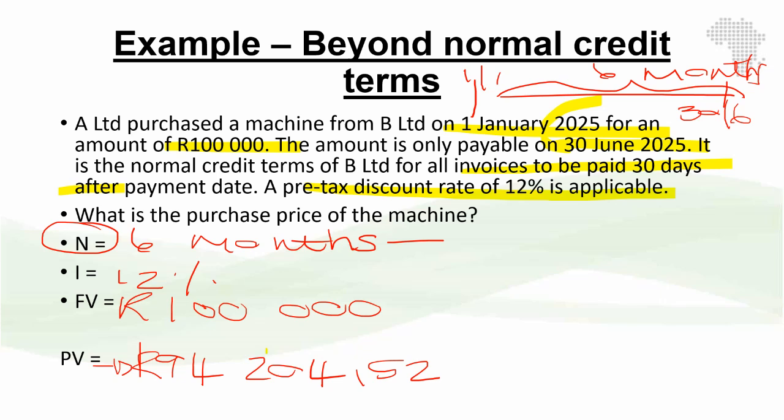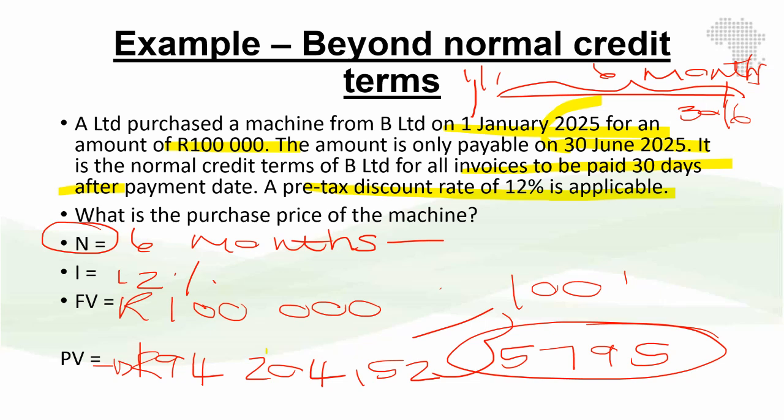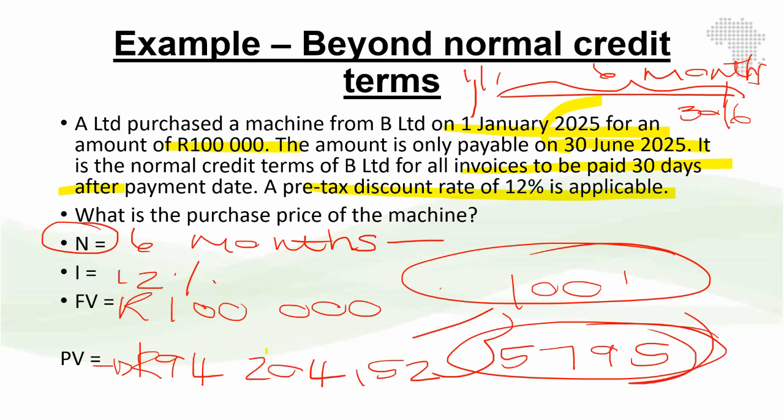So the cost price, or the purchase price, will be 94,205 rand. It won't be the 100,000. The difference between the 100,000 and the 94,205 is 5,795 rand. This amount will be recognized as interest for this period. So although I will be paying 100,000 at the end of the period, my purchase price will only be the 94,205 rand, and the difference, that 5,795, I'll recognize as interest.